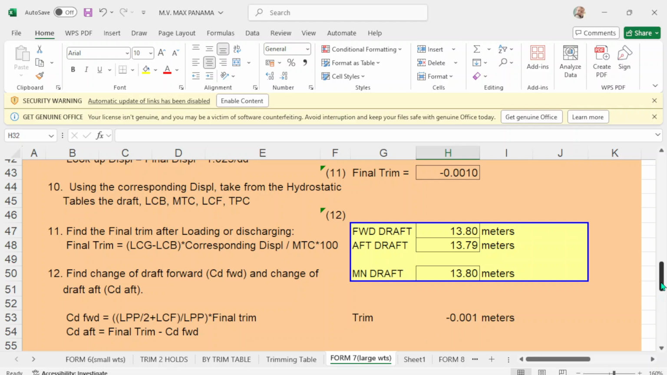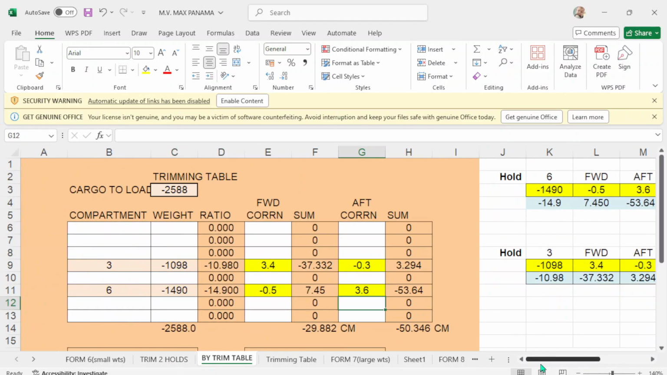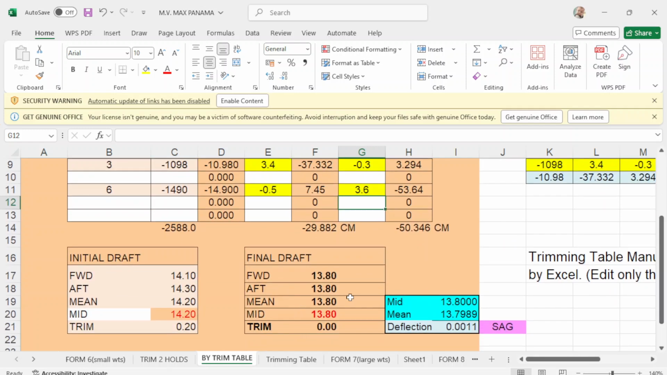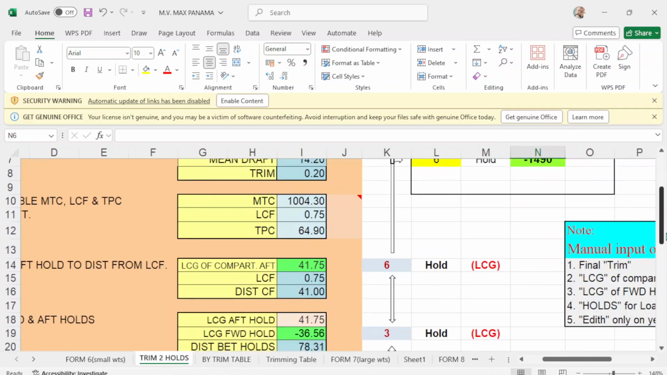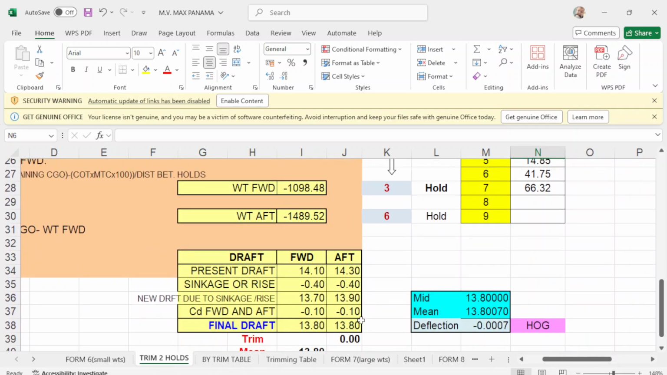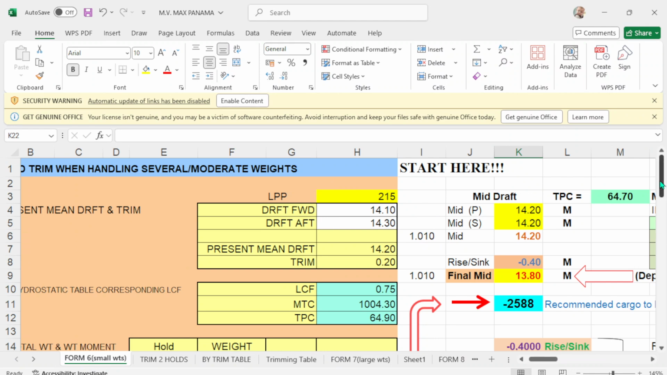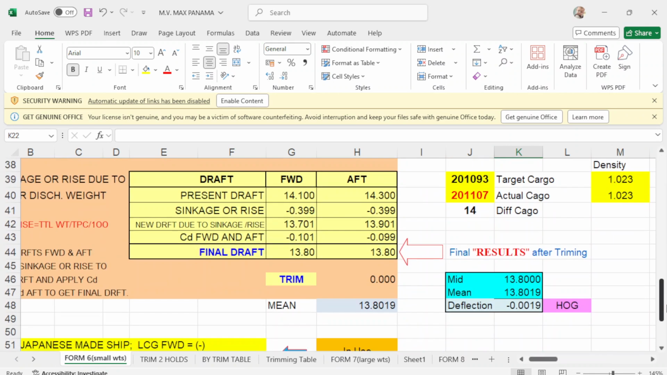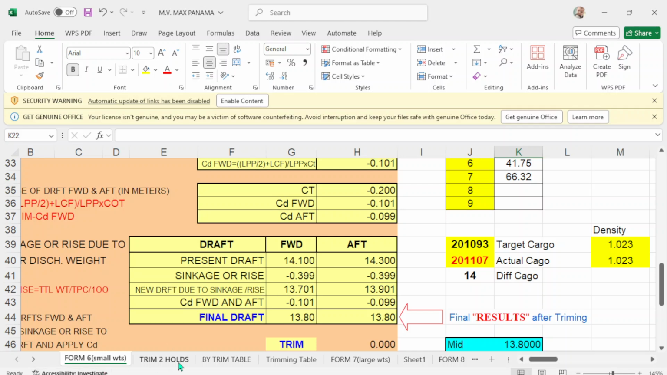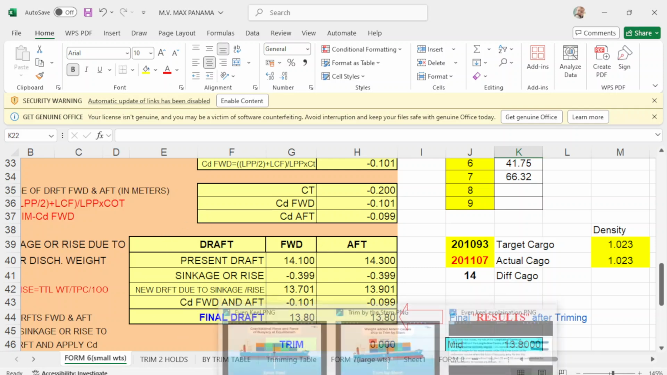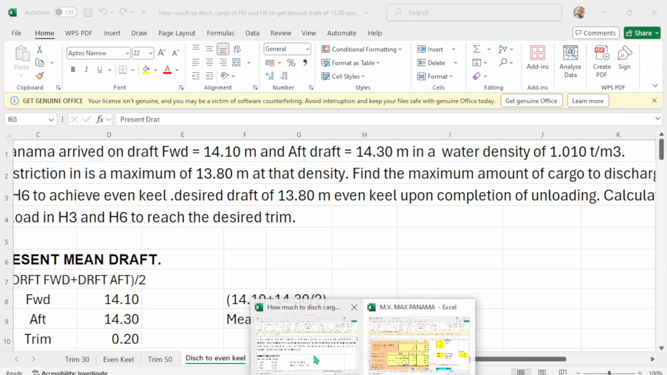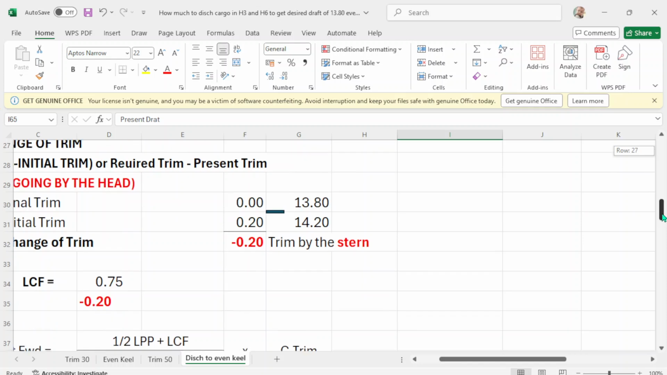Okay, so you have this one, your backup, your trim holes. Okay, you have this one and 2 holes, even keel, and for number 6 even keel. Okay, so you have 1, 2, 3, 4 programs to back up your answers. Okay, now we go back to the figure. Yeah, this one I will explain this diagram.